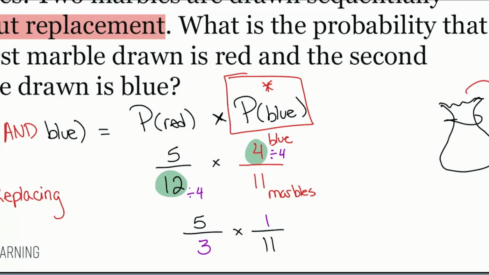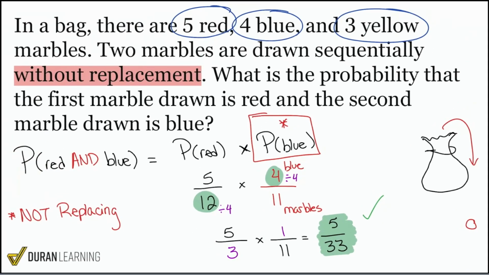Everybody, what's 5 times 1? I know, hardest question of the day. Correct, that's going to be 5. And then 3 times 11, that's going to give us 33. And that, my friends, is our final answer: 5 over 33. Booyah. So if you had 5 over 33 as your final answer, congratulations, you are correct.